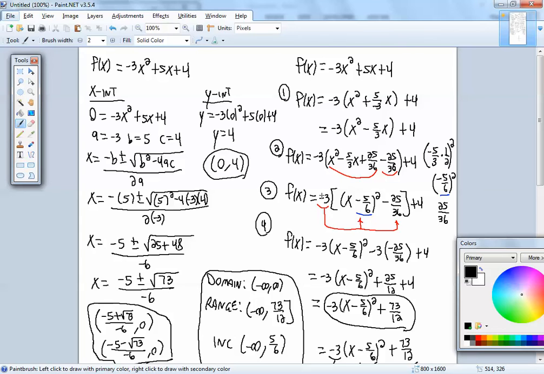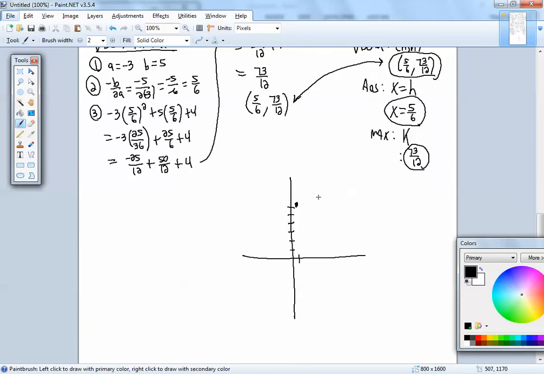Let's see, what else do I got? Oh, y-intercept is (0, 4). So 0, 3, 4 is right there. Graph must open down based upon how it's looking. Our axis of symmetry is x equals 5/6, so it's going to be a vertical line that goes through the vertex. That's my axis of symmetry. And it looks like I need one more, and then I can sketch it.